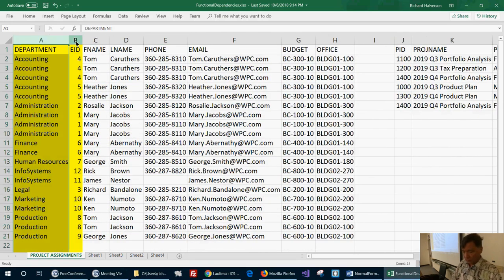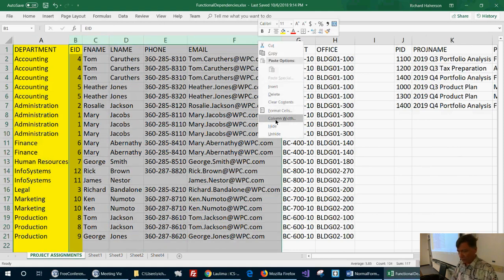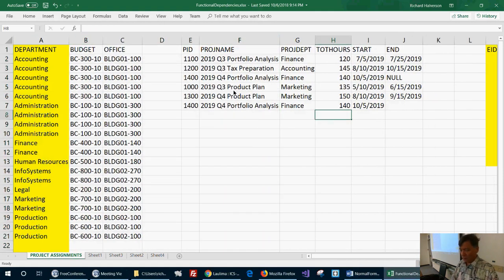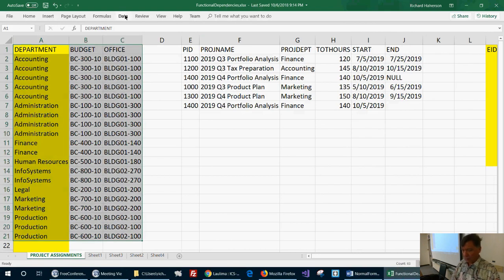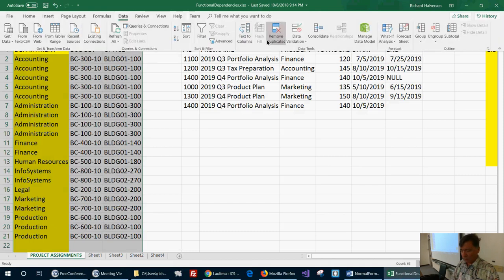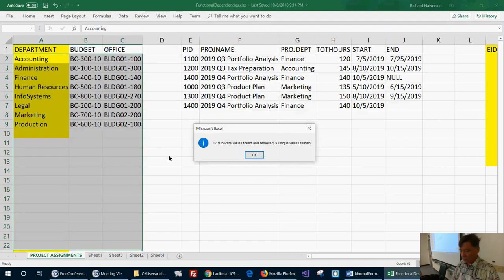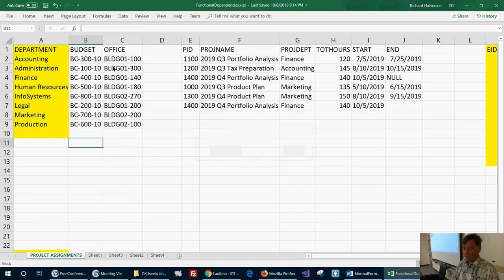Let's go back to this. We can get rid of all this, and let's get rid of the duplicates. Okay, so this is now the key. Get rid of the duplicates. Data, remove duplicates, and we end up with just this thing. And so this now is in first normal form, and it's in second normal form.